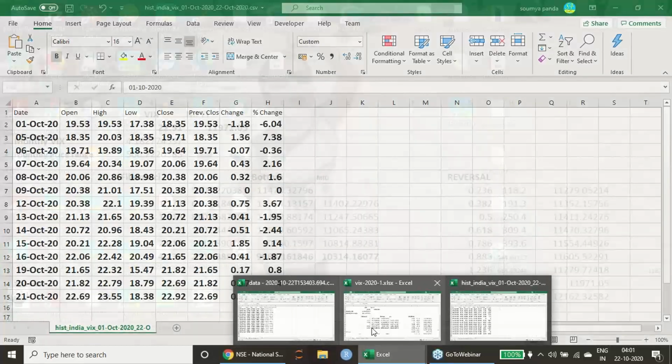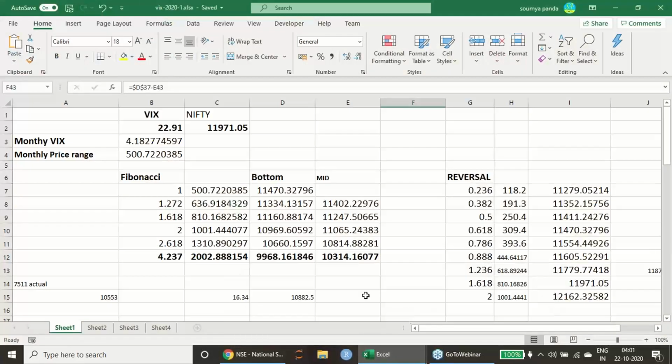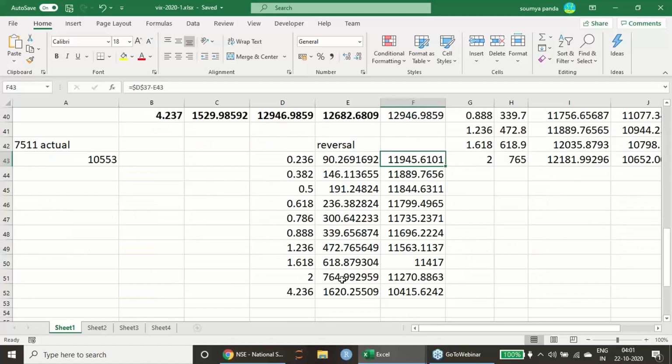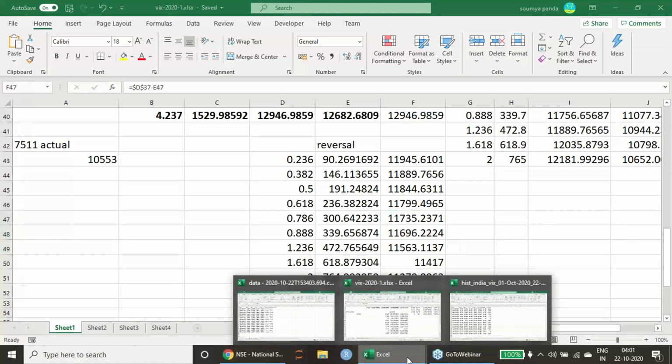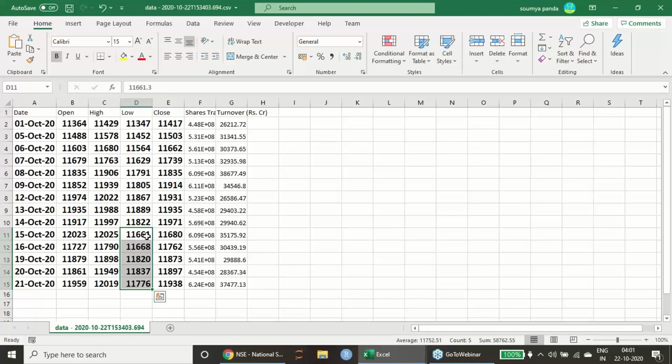If I compare with my calculations for this reversal, you can find it here. We have come to the level of 735, 696, just below these points. So 735, 696, this was the level. It went to 661, 668, so 20-30 points below it. But on closing basis it has maintained 680 here, 762 here.